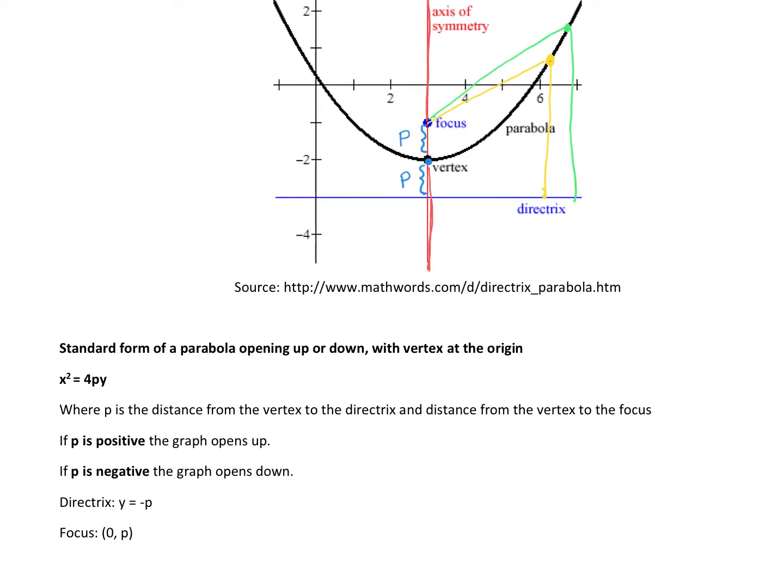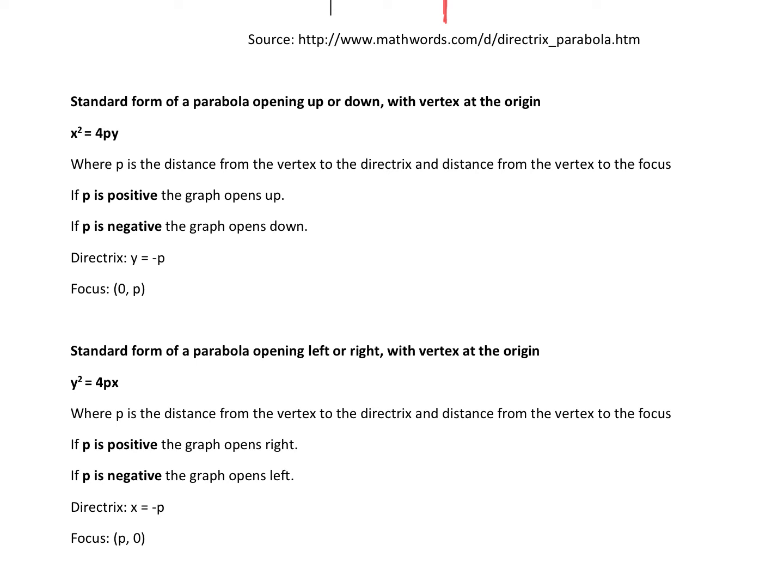And that comes into play when we use the conic form of a parabola. So let's take a look at that conic form. The conic form of a parabola opening up or down with the vertex at the origin is x squared equals 4py. In this particular case, p is the distance from the vertex to the directrix, which we just marked on the picture above, and the distance also from the vertex to the focus by definition. If the p value is positive, it's going to open up. Negative, it's going to open down. The directrix, that imaginary line behind the parabola, is y equals negative p, and the focus is (0, p).